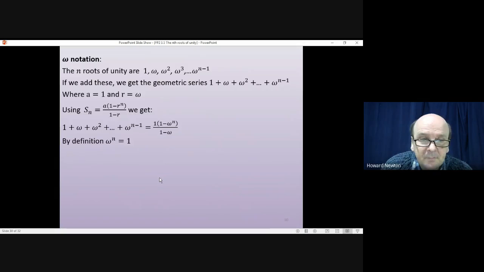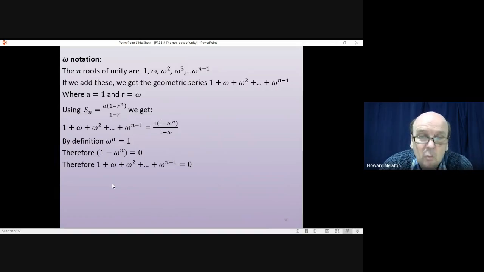Now, by definition, omega to the power of n is equal to 1, which means this top bracket here is equal to 1 minus 1. That gives us 0, which means if we add all of the roots of unity together, we will always get 0 for the answer. That's an important result to remember.